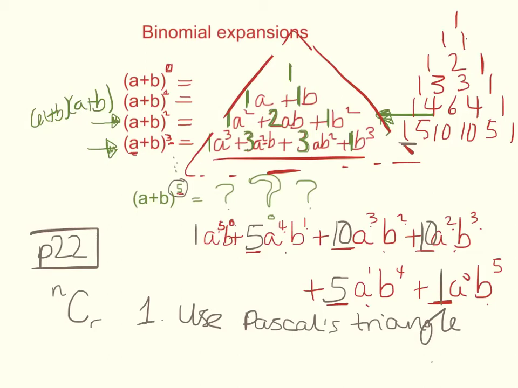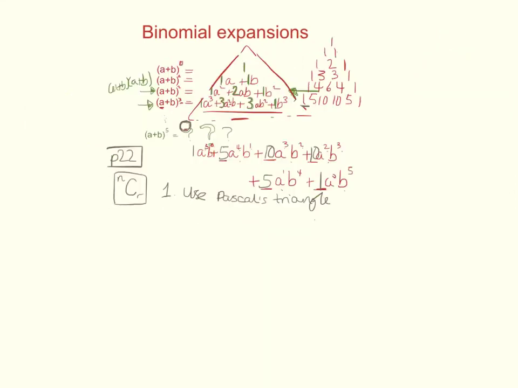So let's explain a bit more what this thing means. The n is this number here, so in this case it was 5. And that c means choose. And then the r is, for example, this term here is 5 choose 0. And this term here is, oh, that should be a little 5.